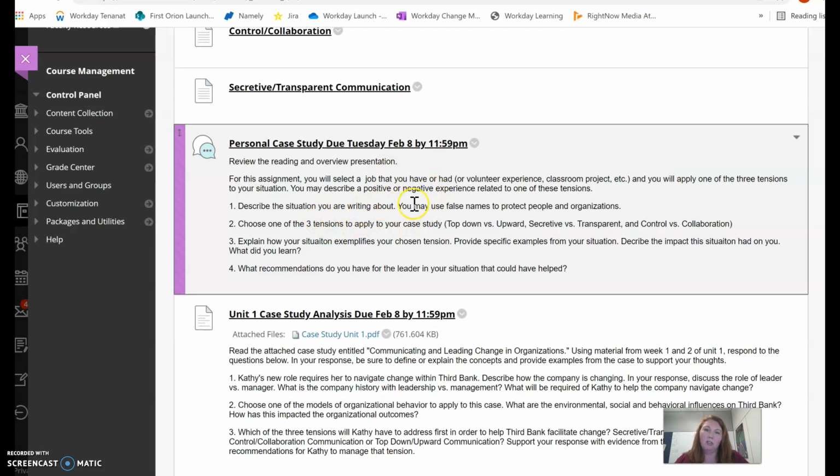Describe the situation that you're writing about. You can use false names to protect people or organizations. Choose one of the 3 tensions to apply to your case study: top-down versus upward communication, secretive versus transparent, and control versus collaboration. Then explain how your situation exemplifies these tensions. So talk about specifically how it relates.